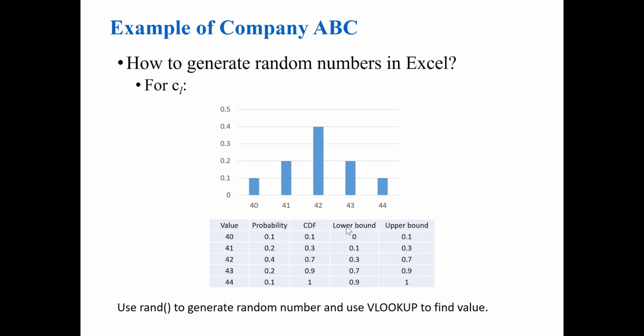Now, we use a rand function. If the value of the rand function is between 0 and 0.1, the value should be 40. If the value of the rand function is between 0.1 and 0.3, the value in the trial, in the simulation, is 41, and so on. So we use a rand function to generate these values, and then we can use a VLOOKUP to find the value that we can use in the simulation.